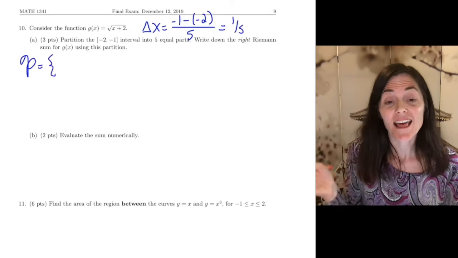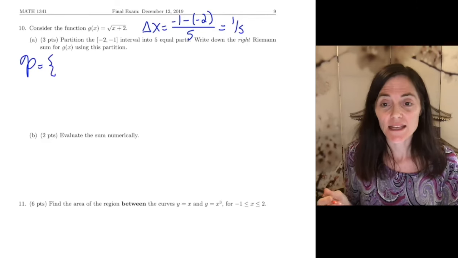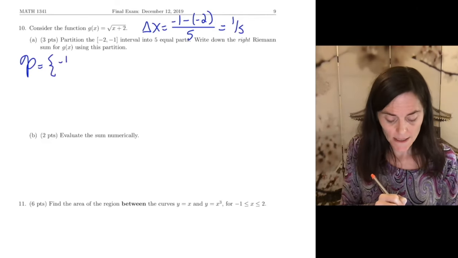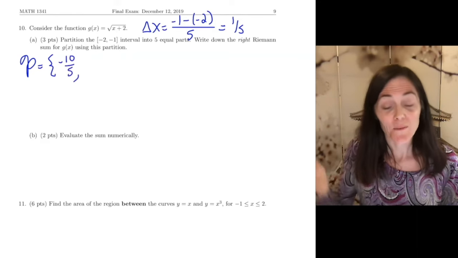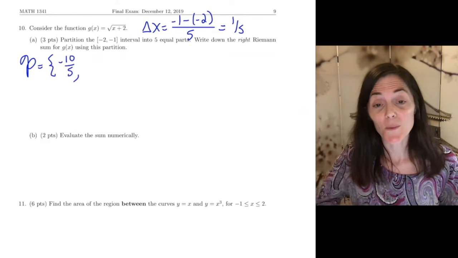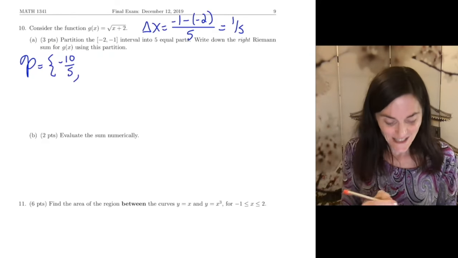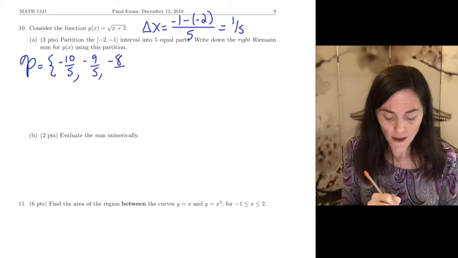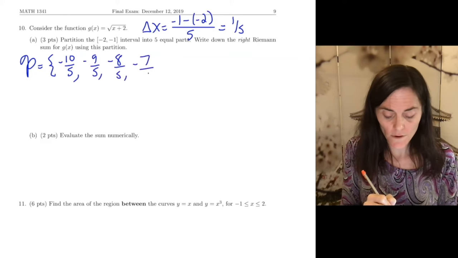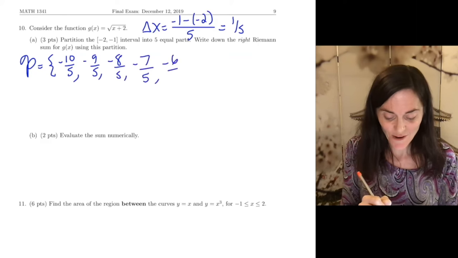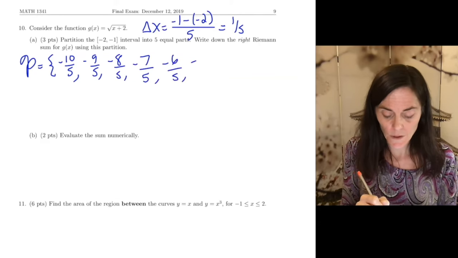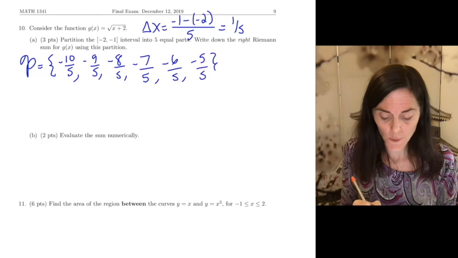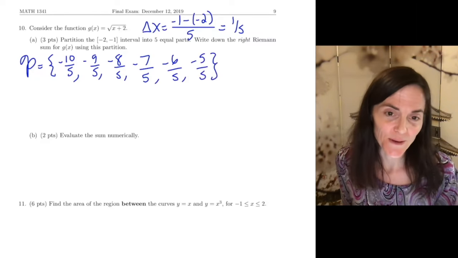Now, step number 2, write down the partition. You start with the left endpoint. Let's see, I'm going to write these all as something over 5. So this is minus 10 over 5. Then we march forward by delta x until we hit the right endpoint. So this would be minus 9 over 5, minus 8 over 5, minus 7 over 5, minus 6 over 5, and then finally minus 5 over 5. That is minus 1. That is our other endpoint. So this is the partition I will use.